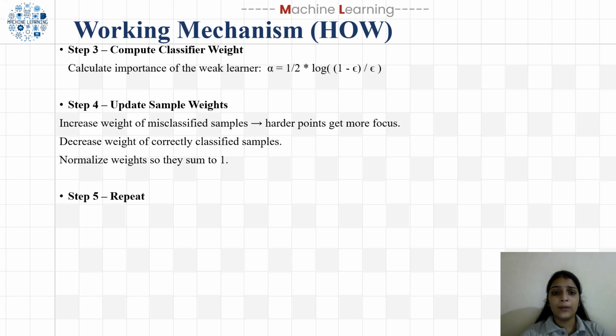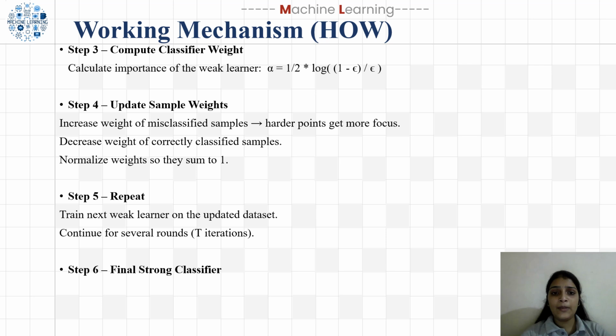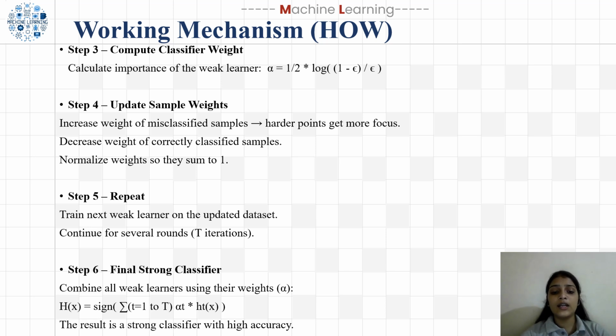Step number 5. Repeat. Train the next weak learner on the updated weights. Continue for many rounds, that is T iterations. The last step is the final strong classifier. Finally, combine all the learners with their weights using the formula H of x is equal to sign of summation of alpha t into h t of x. The result is a strong classifier with high accuracy.